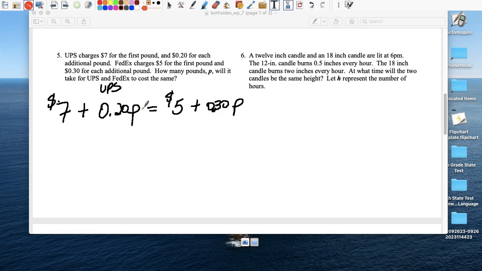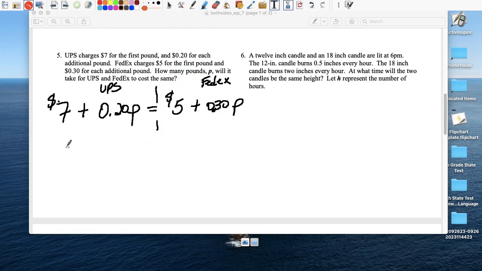Well, if you're sending something, depending on the weight, you might choose UPS over FedEx, but there's a particular weight here where it wouldn't matter which service you choose because it would end up costing the same, and that's what we're trying to look for.